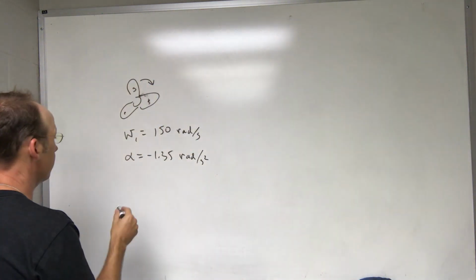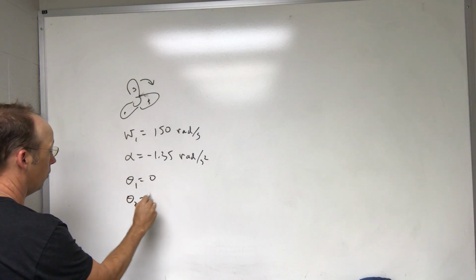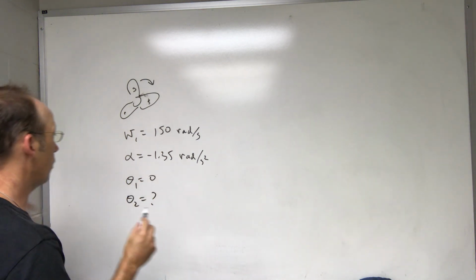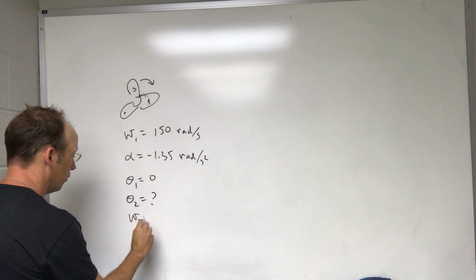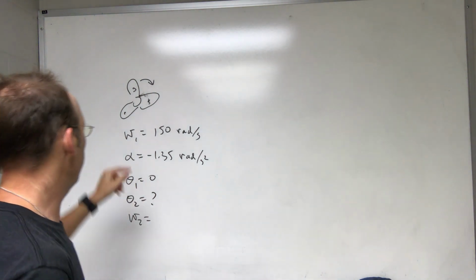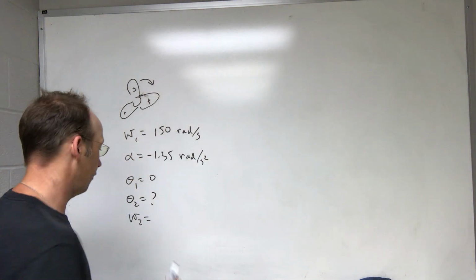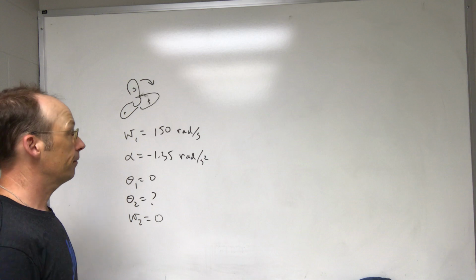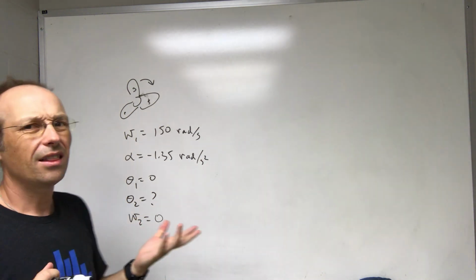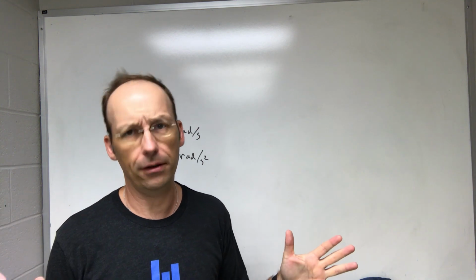So really, we could say theta 1 is 0, theta 2 equals we don't know. But we do know another thing. Omega 2 equals, what's the final angular speed? Well, if it starts here, and we want to find out how far it goes, it's going to stop. So this one's 0. Okay, so what do we do? There is a kinematic equation that you could use, but let's just start from basic ideas.